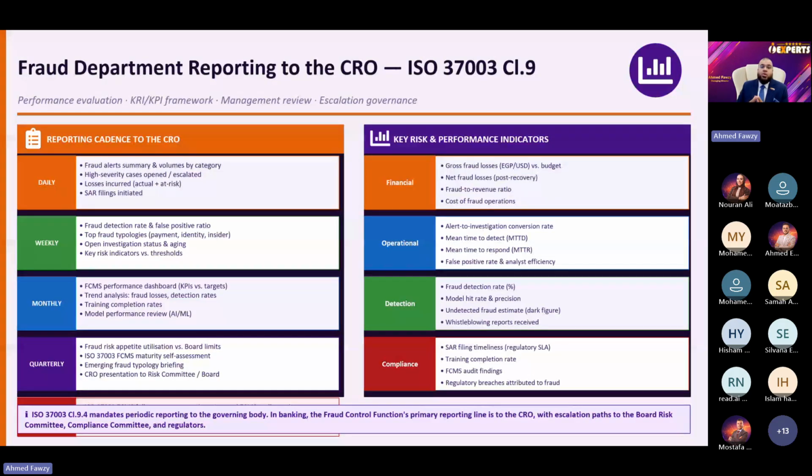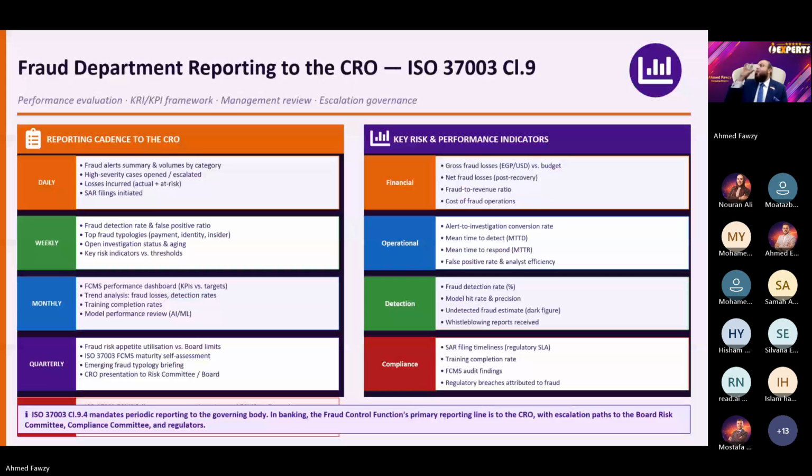key risk indicators, key performance indicators, some financial ones like the gross fraud loss, the net fraud loss, the fraud to revenue ratio, the cost of fraud operation. Fine. So it's very important to be there from the financial perspective, because we are addressing with this ISO standard the financial organization.